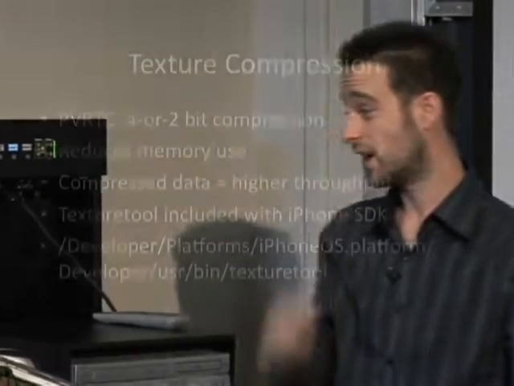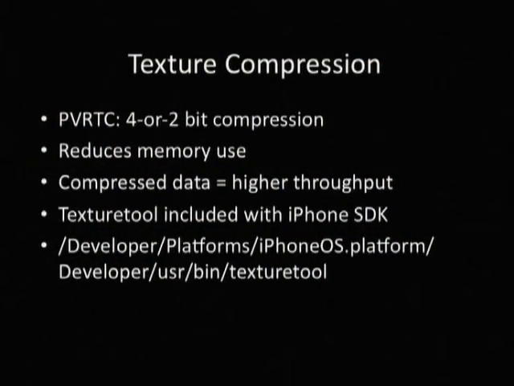Texture compression. The iPhone texture compression format is PVRTC. This is PowerVR texture compression. You can take images and compress them down into 4 or 2-bit images, which are vastly smaller than JPEGs or raw RGBA images. You can get a huge amount of memory savings here. But even more importantly, if you do texture compression, you can achieve higher throughput because you're sending much, much less data down to the card.